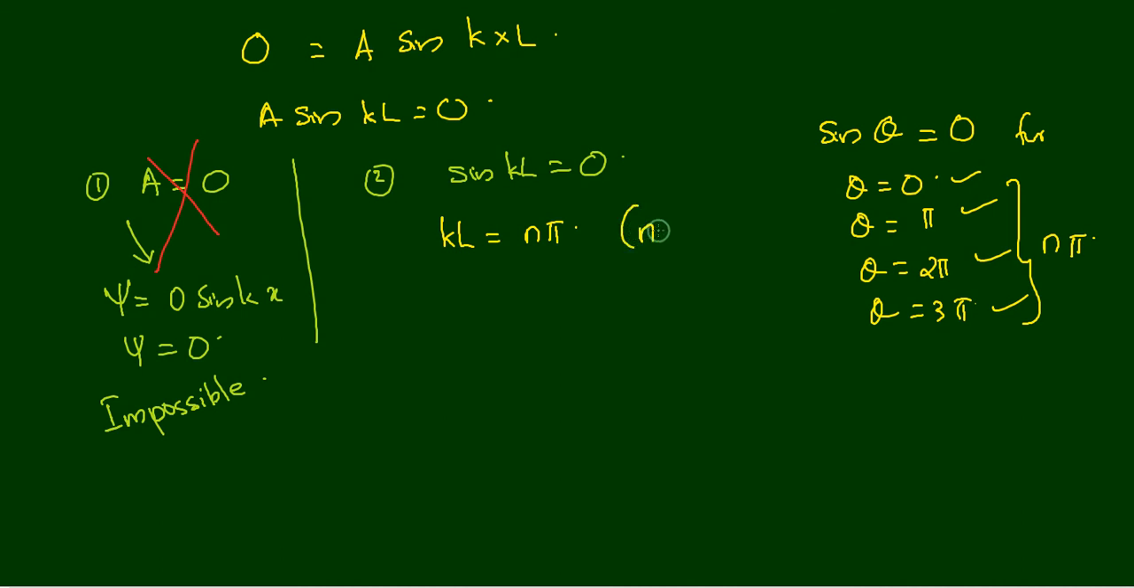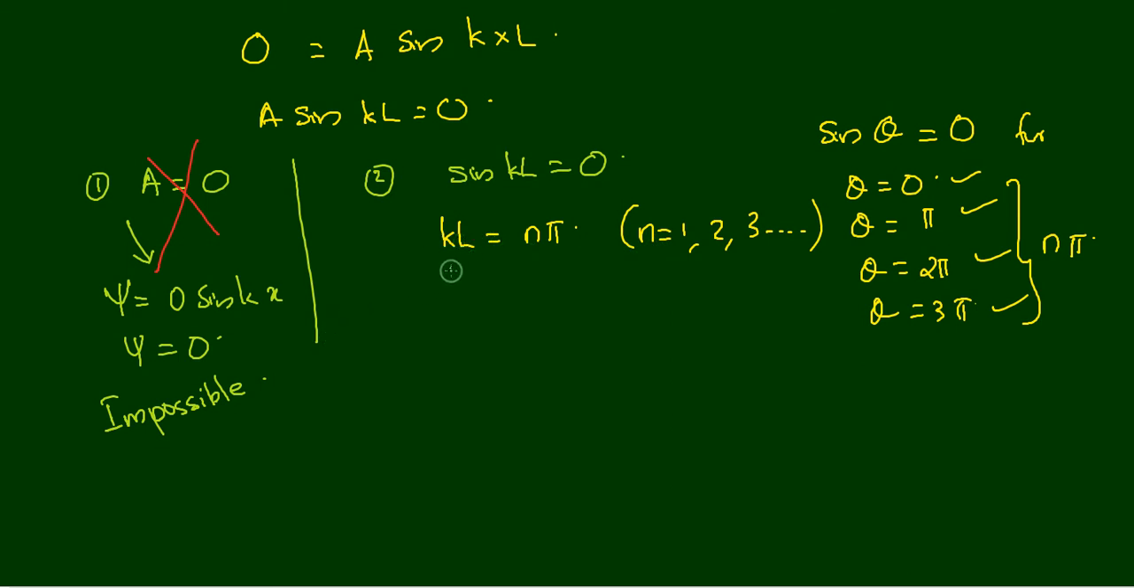But n is equal to 1, 2, 3, etc. only. 0 is not possible. I will tell you why 0 is not possible here, so you should not make that mistake. Sine kL is equal to 0, so in n pi, n can also be 0, because that is true. If n is equal to 0, sine n pi will be 0. That is right. But you cannot give n is equal to 0 in this particular case, and I will tell you the reason.